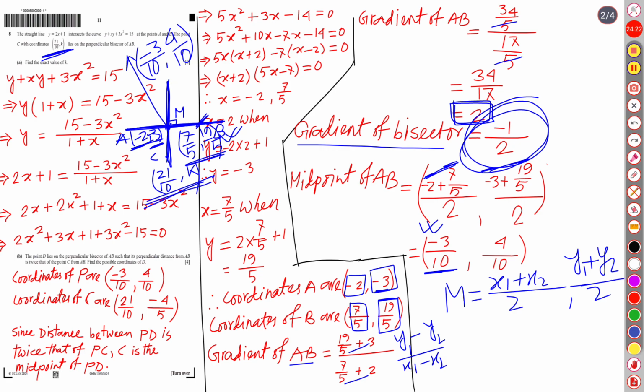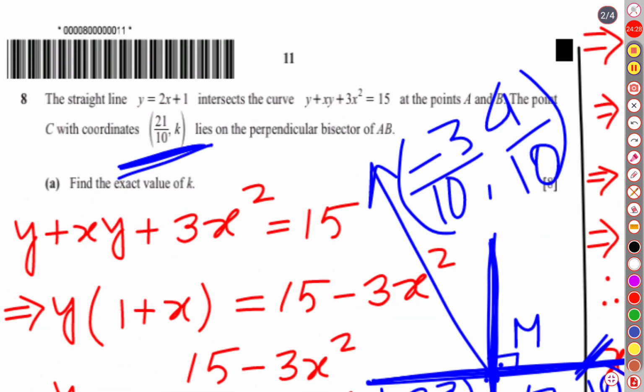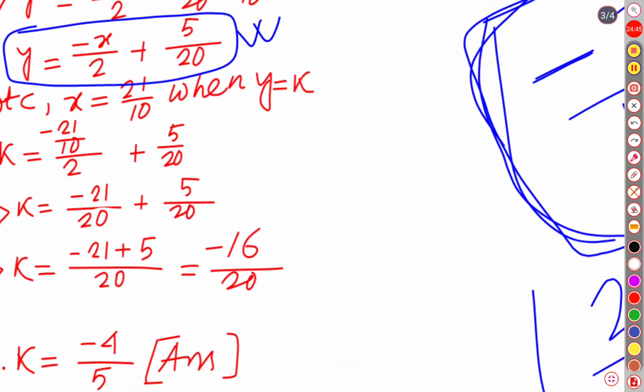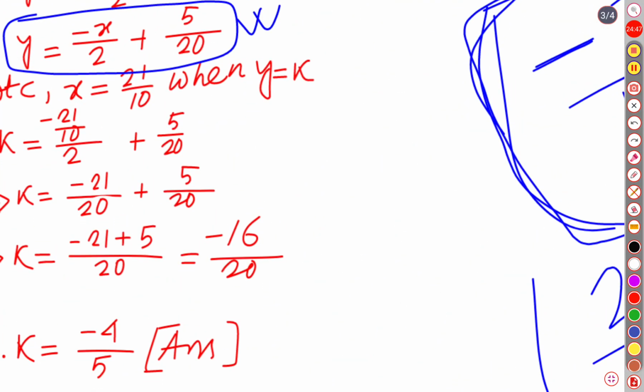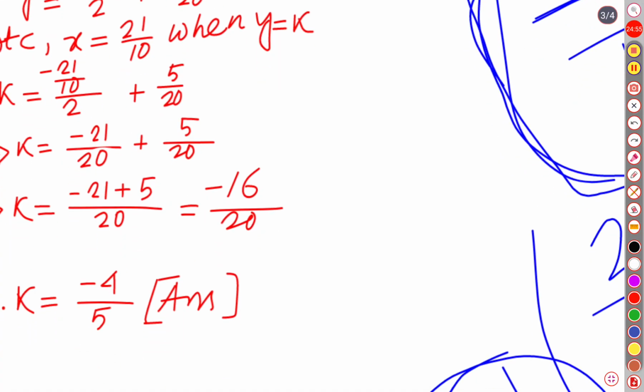Let's see the question once again. They have told us that at C, the x coordinate is given and the y coordinate is to be obtained. As we know the equation, now we will substitute the x coordinate. The x coordinate is 21 over 10. So let us substitute this at C, after erasing this unnecessary part. At C, x is equal to 21 over 10, and y was k, which is to be obtained.